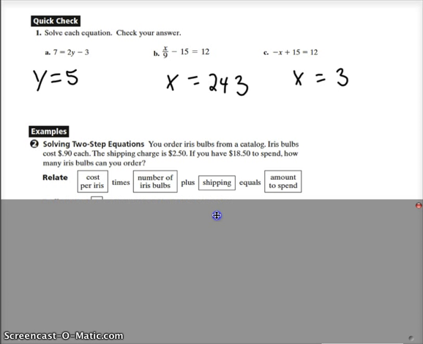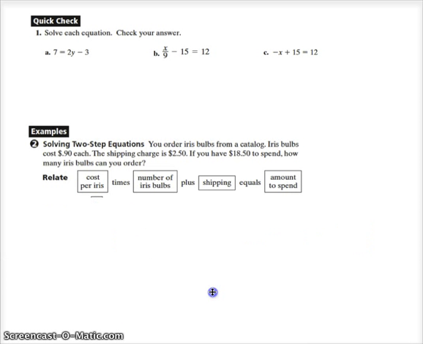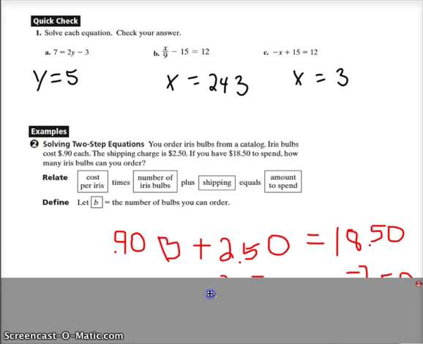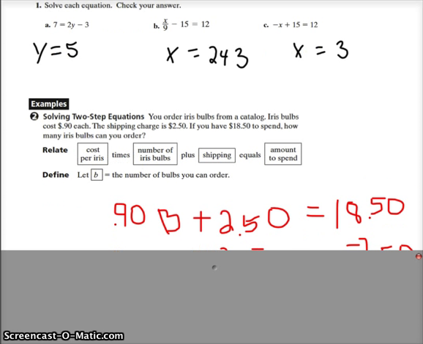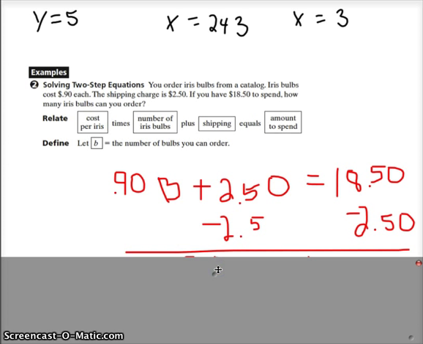Makes sense? If we use b for the number of bulbs, we can write the equation 0.90b, so it's 90 cents times the number of bulbs, plus 2.50 equals 18.50, because this is how much we have to spend. Again, we're going to undo our addition or subtraction. In this case, we're going to undo the addition by subtracting $2.50 from both sides.